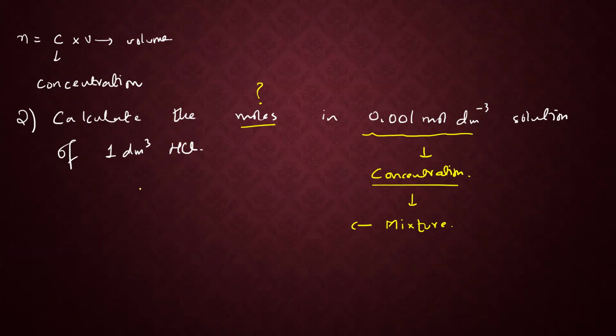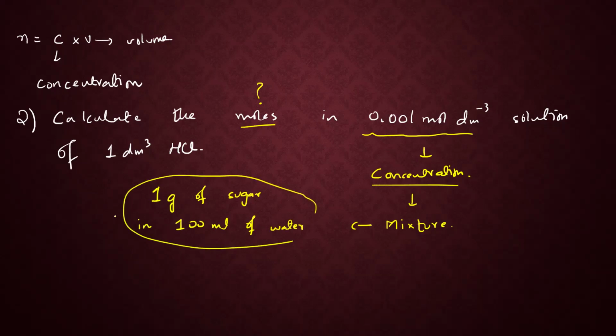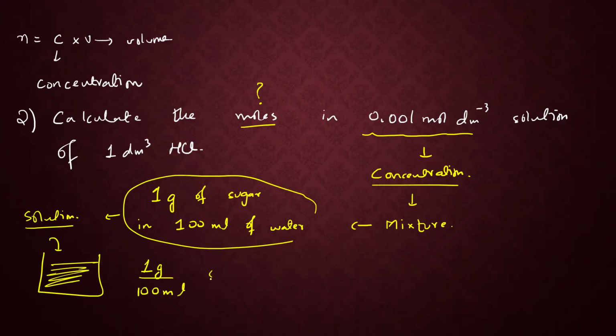Let's say I want to add 1 gram of sugar in 100 milliliters of water, right? So the problem is I'm making up a solution. I cannot express only one of the quantities. It's not only sugar, it's not only water. It's basically a mixture of both. So if I add 1 gram of sugar into it, what happens? I get a 1 gram per 100 ml sugar solution, right? Do you guys get this part?